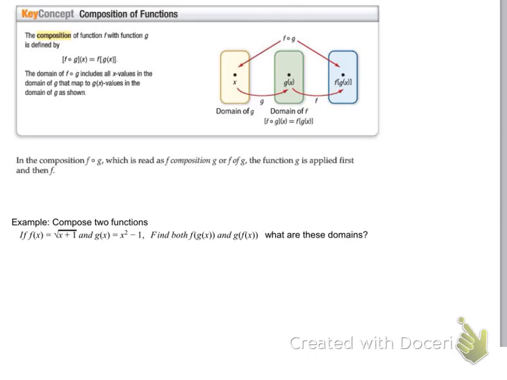Next group, composition of functions. This is the last main idea. We're going to put it together and then we're going to break it apart. So, the composition of a function f with function g is defined by f open circle g of x, or f of g of x.